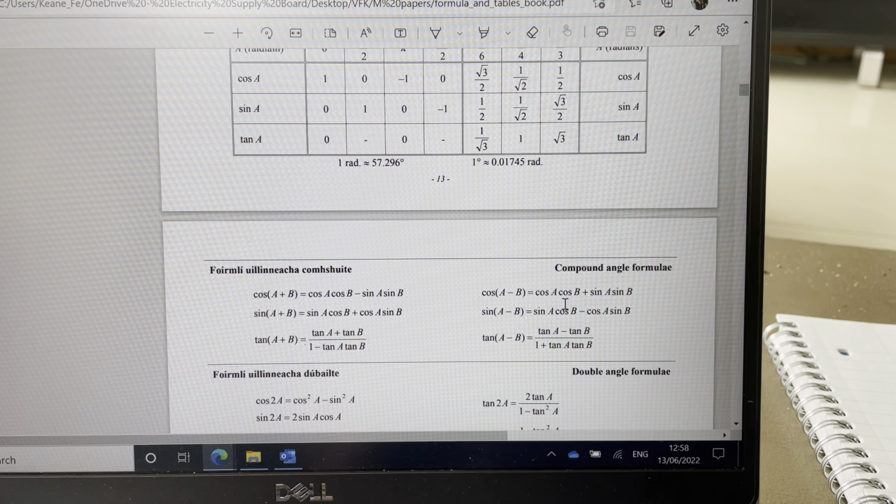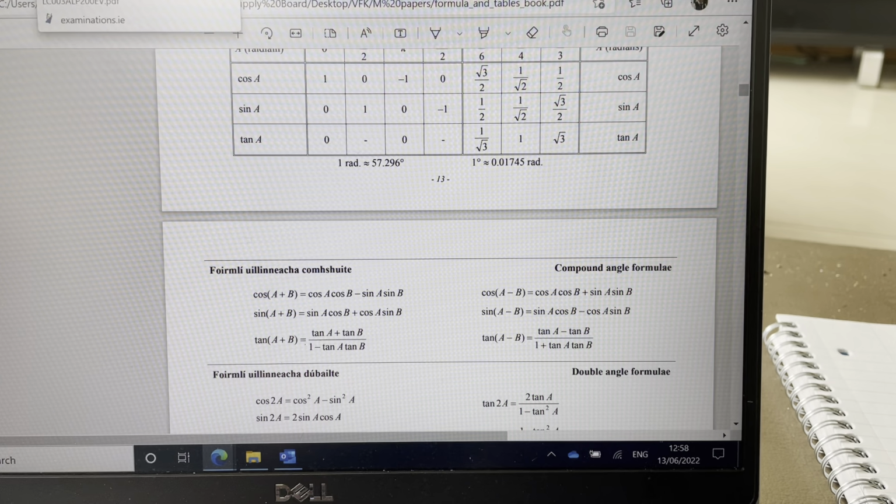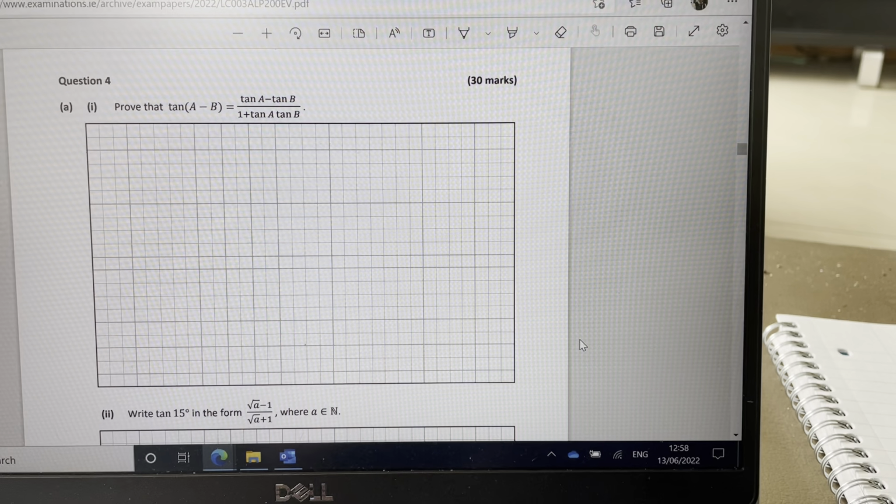Then use cancellation. If that's flipped over, you would probably divide above and below by cos A cos B, and that'll get that. Either way, it says probably one or two lines, so it should be fairly straightforward.